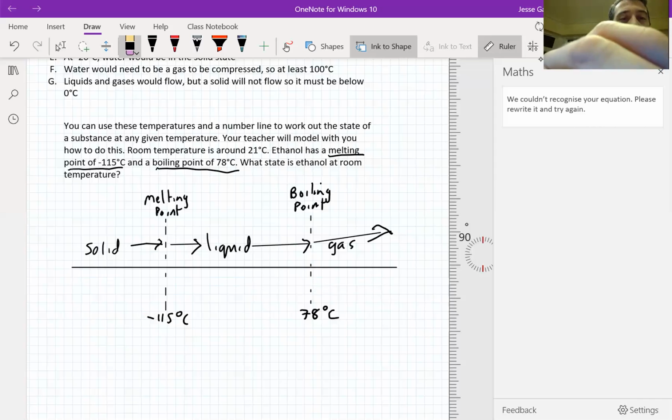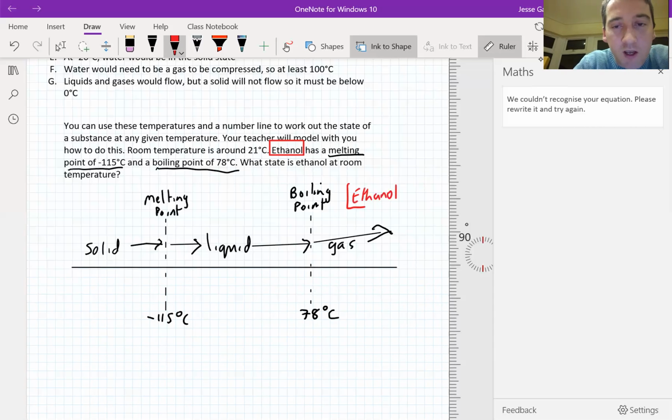Now, the last thing, remember, what we're going to do is right up here, I'm going to put in a box, what is the temperature? Well, it's ethanol. This is the number line for ethanol. Why is that important? Well, you're going to be doing a few of these in a minute, and it's important that you just keep track of what substance you're talking about. So I'm talking about ethanol. So I'm going to put that in red. I'm going to get a different color then.